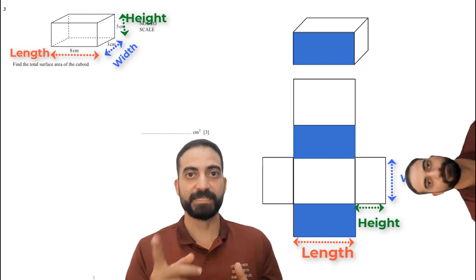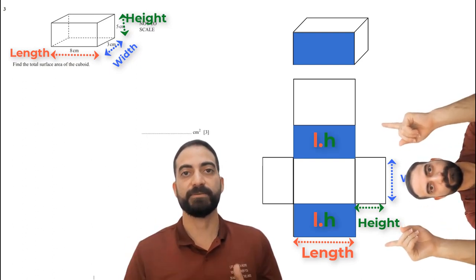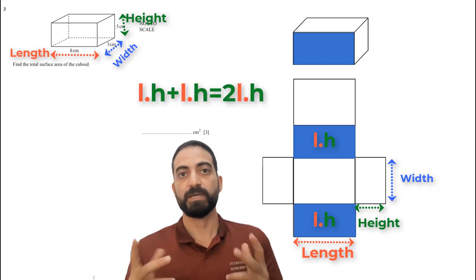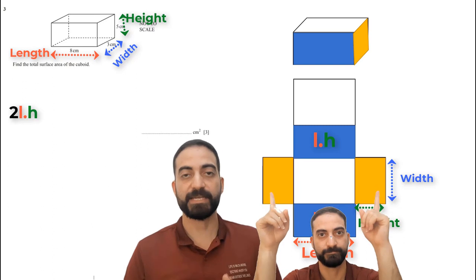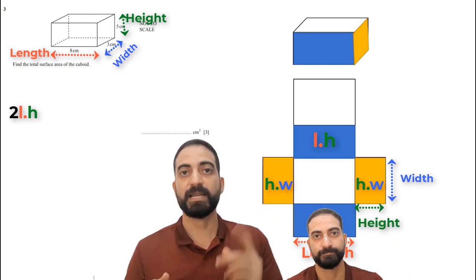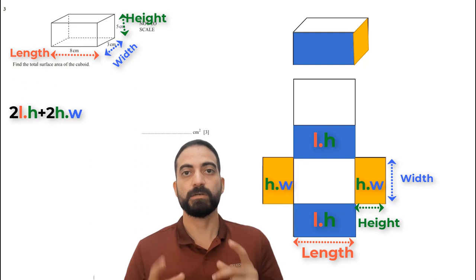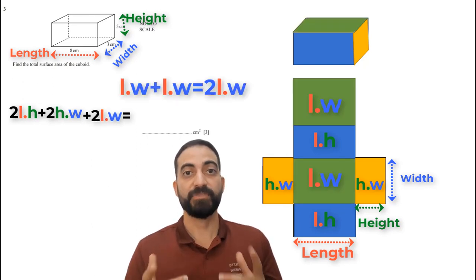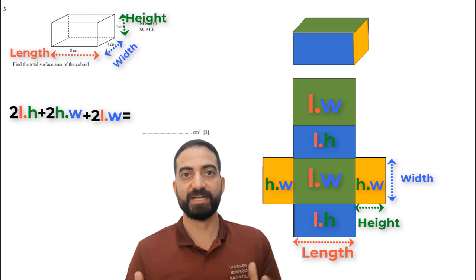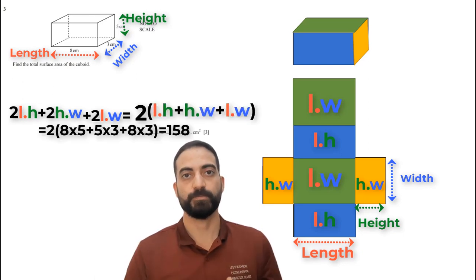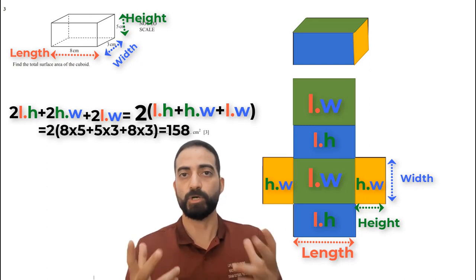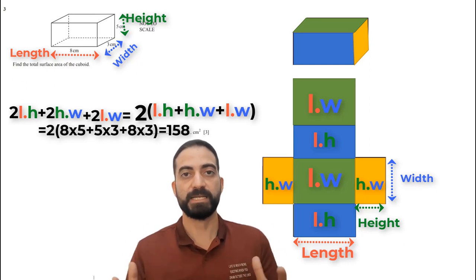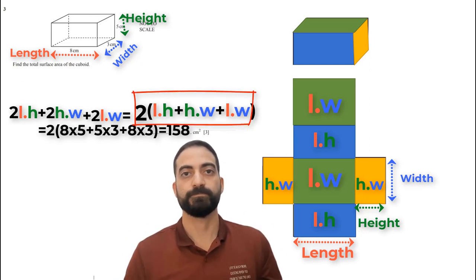As we see, this and this have the same area, so we can write them in this form. And also this and this have the same area, so we can write them like this. And also this and this. In the end, we can take the two common factors and get this answer. Summary of this explanation: when we are asked to find the total surface area of the cuboid, we can simply apply this rule.